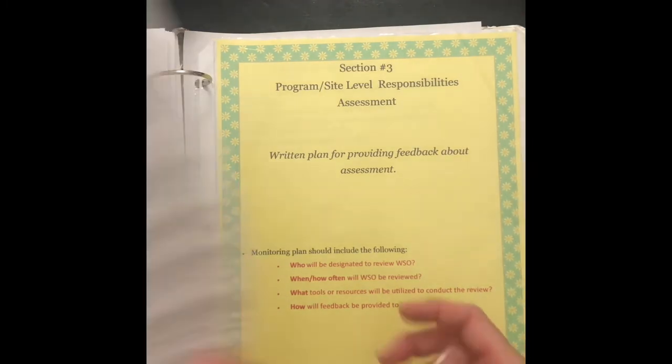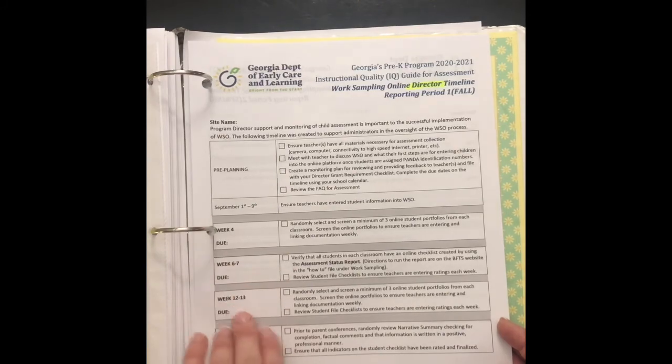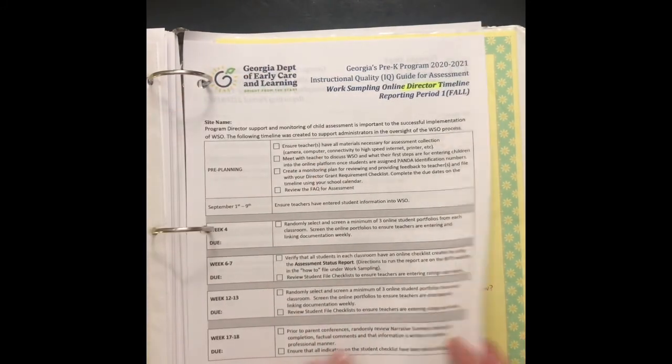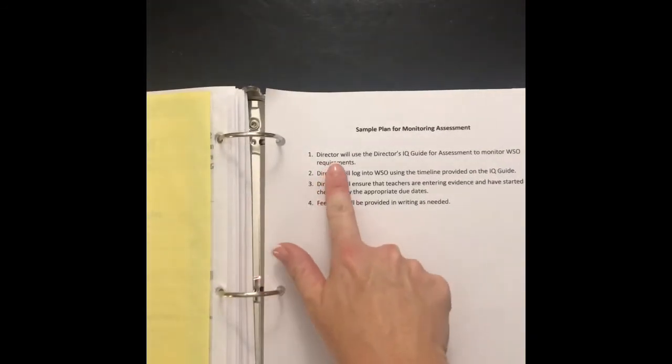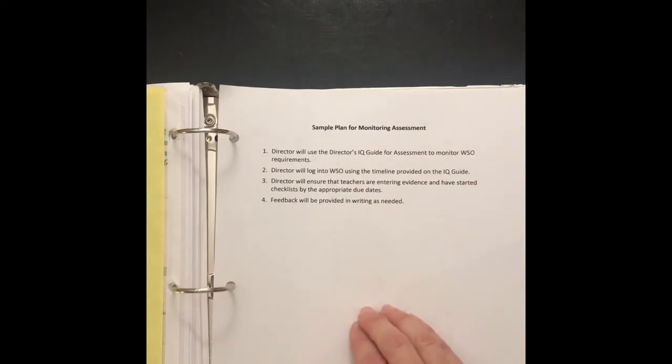And since you have this IQ guide for directors, it's already built in for you with the timeline of when you will look at each item, you can use this as part of your monitoring plan. So my sample monitoring plan here says that directors will use the director's IQ guide for assessment to monitor WSO. Directors will log into WSO using the timeline provided on the IQ guide. They will ensure that teachers are entering evidence and have started checklists by the appropriate dates, and feedback will be provided in writing. So this is a very short, simple way to outline how you're going to monitor assessment.